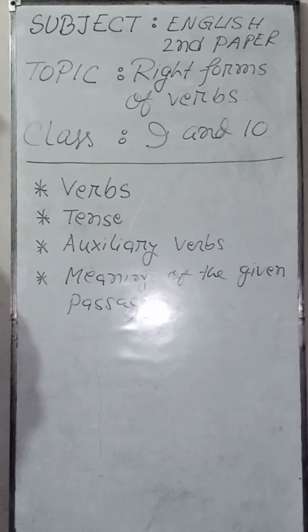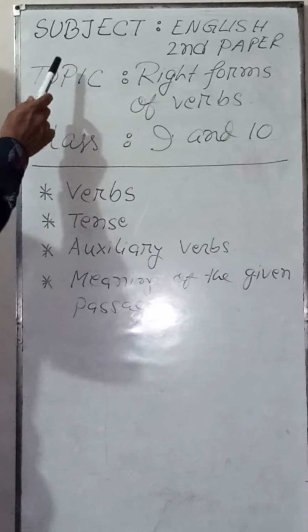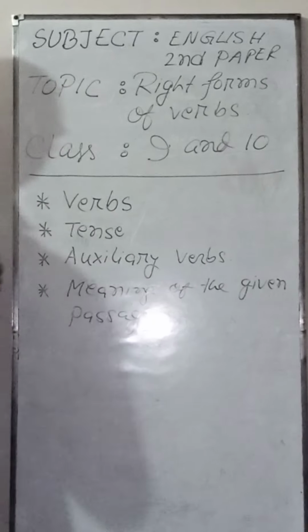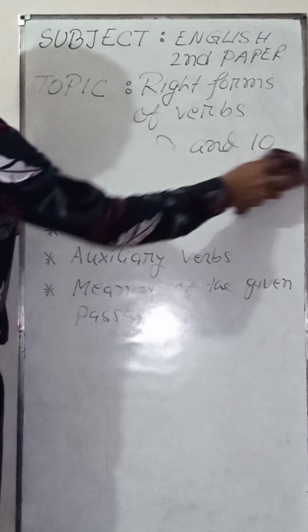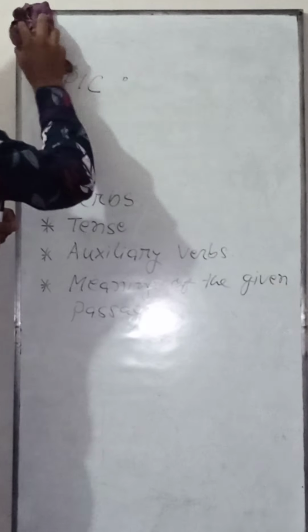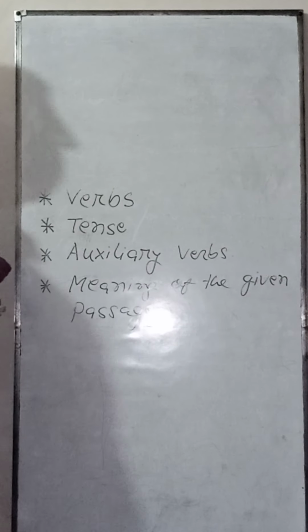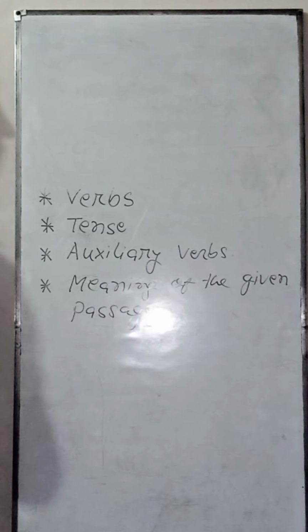Okay, now let's go to discuss right forms of verbs on the board. Today I'm going to discuss English second paper, topic right forms of verbs, for the students of class 9 and 10. Right forms of verbs is an important chapter for the students of class 6 to 10. Today, I will discuss some important rules of right forms of verbs.